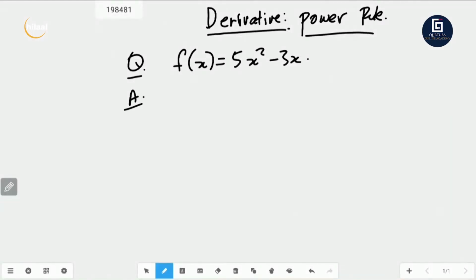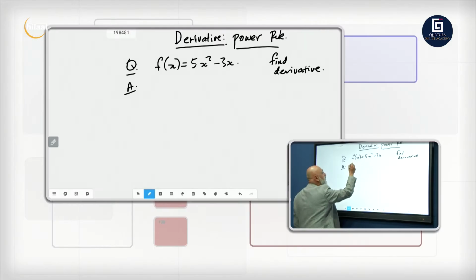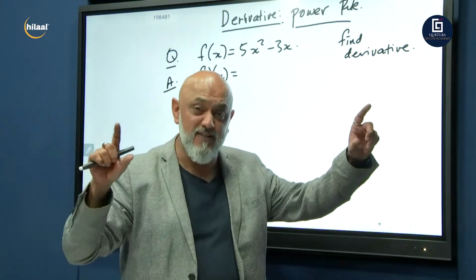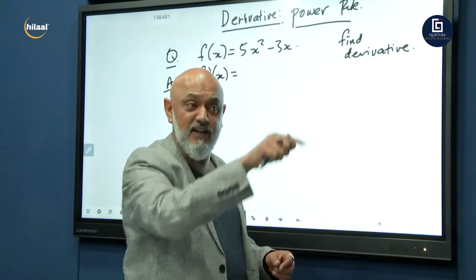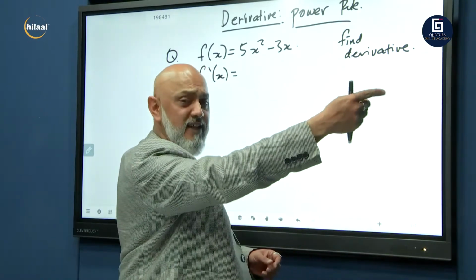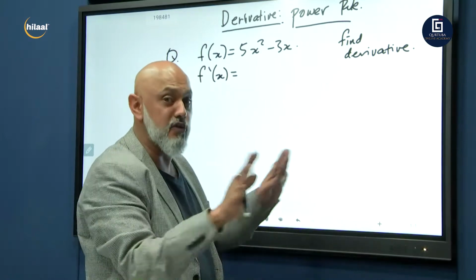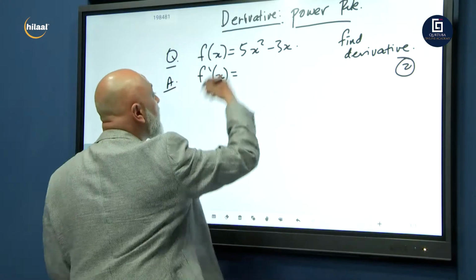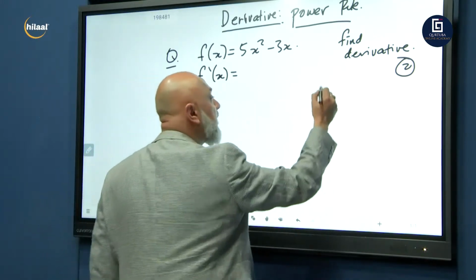Now, if the question says find the derivative, this is a tool, it's a process. So if you need to find the derivative, we say f dash x. Now we are not using that formula. Remember the formula for first principles? F dash x equals the limit as h approaches 0 of f of x plus h minus f of x, all over h. We're not using that anymore. Why? It's only worth 2 marks. If you want to find the derivative, we use what we call the power rule.